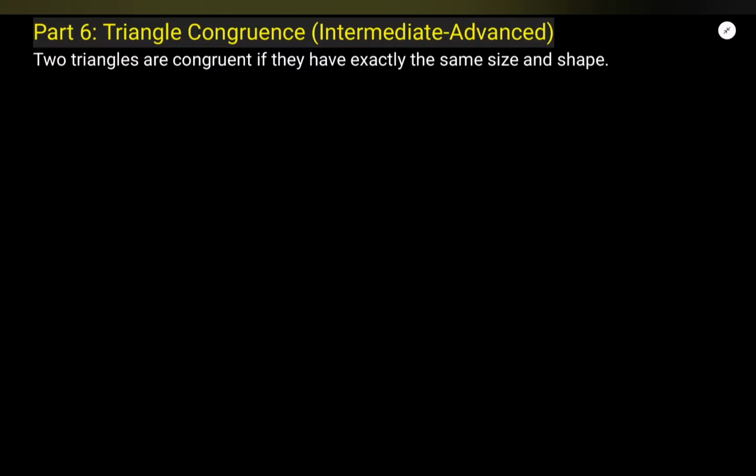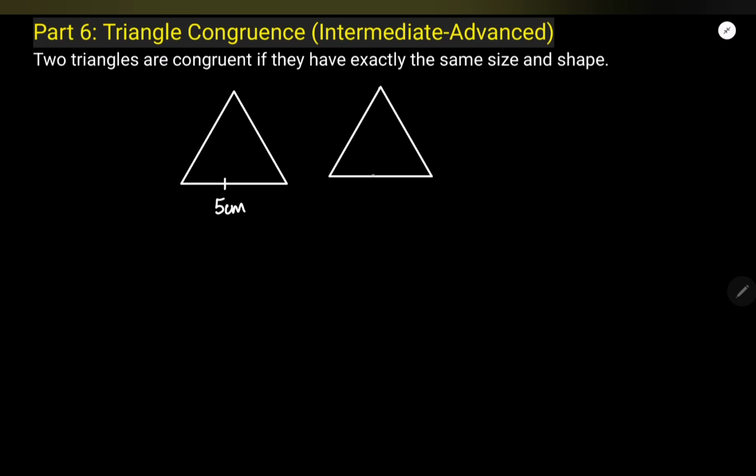Next we start our topic, congruency. What is congruency in triangles? If you have two triangles, any two triangles that are exactly the same in size and shape, that are exactly the same. Shape means, suppose I say this is 5 centimeter, then this will also be 5 centimeter. This is 4 centimeter, then this will also be 4 centimeter. This is 4.5 centimeter, then this will also be 4.5 centimeter.